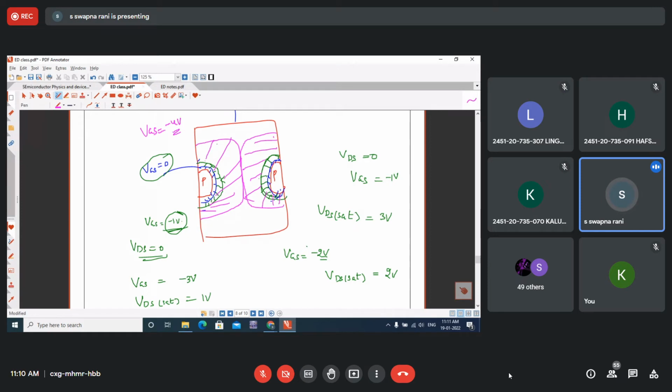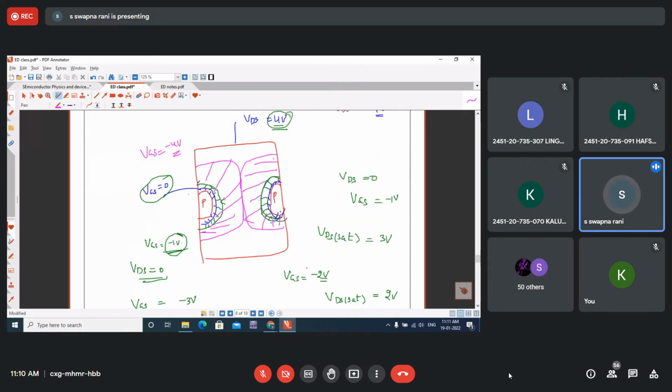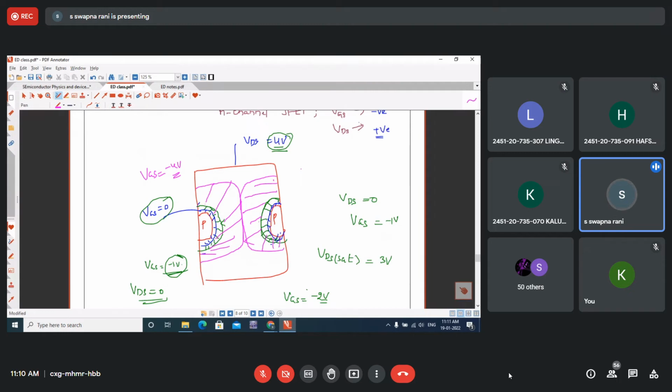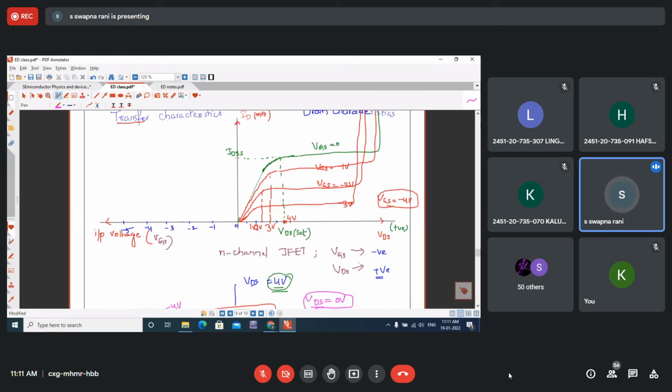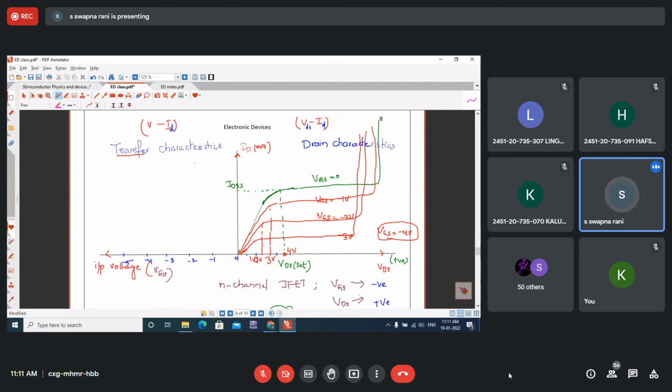This is the situation. Because of VGS, the entire channel is filled with depletion regions. So whatever voltage you give for VDS, the channel will be pinched off at 0. For VDS 0 itself, the channel will be pinched off. So these are the drain characteristics. From the drain characteristics itself, you can derive the transfer characteristics.